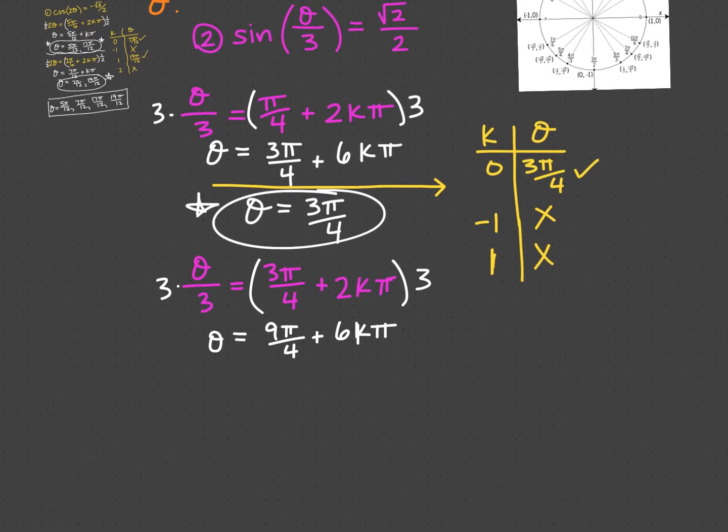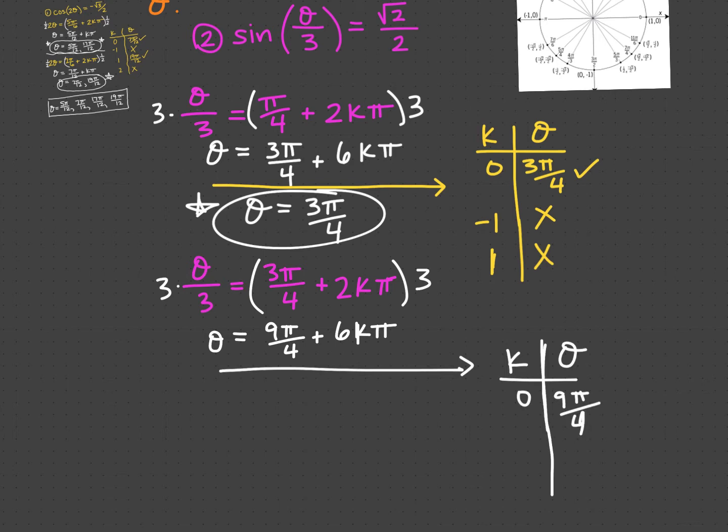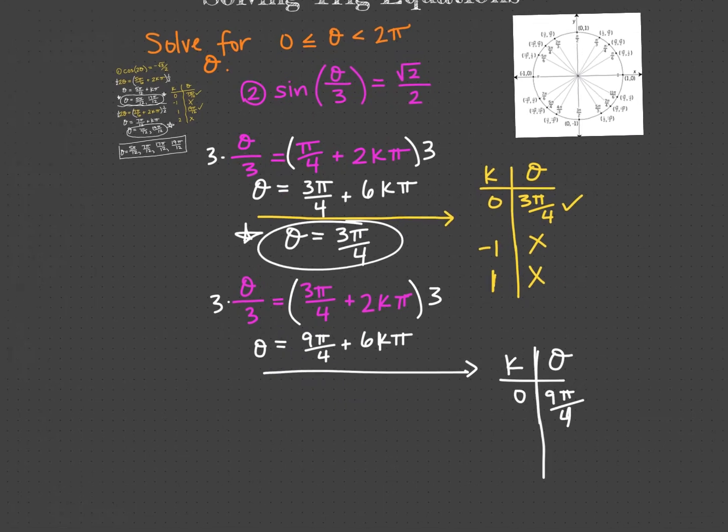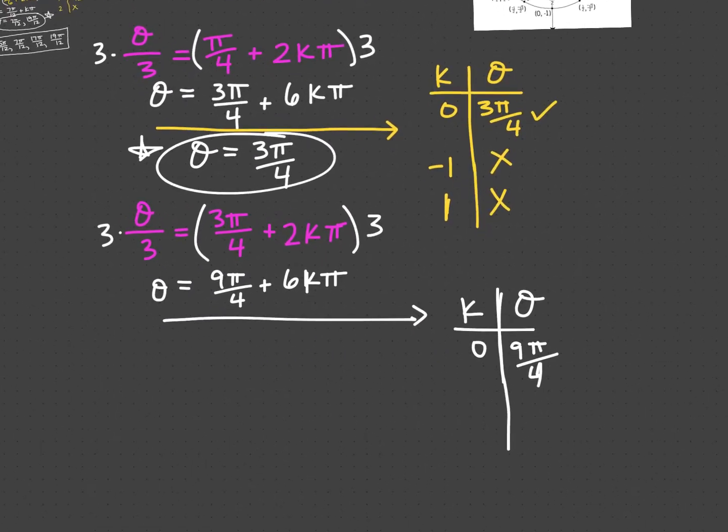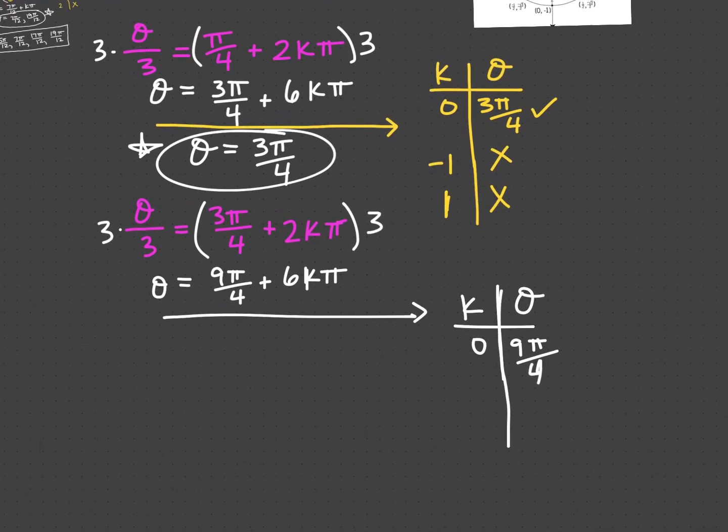What about this bottom equation down here? Well, if we take a look at what values k could be, again, if k is 0, our theta would simply be 9 pi over 4. And 9 pi over 4, let's think about it. Is 9 pi over 4 in between 0 and 2 pi? No. 9 pi over 4 is too big. It's greater than 2 pi. 8 pi over 4 would be 2 pi, and we can't even equal 2 pi. We have to be less than it. So this actually doesn't work.